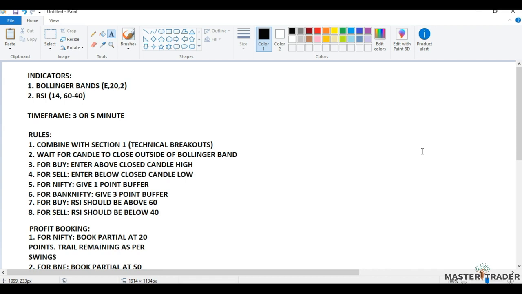Whenever I share any strategy with my students, I always back test it first. I try it out for myself in the live markets. I see the results and then I go ahead and share it with you guys.